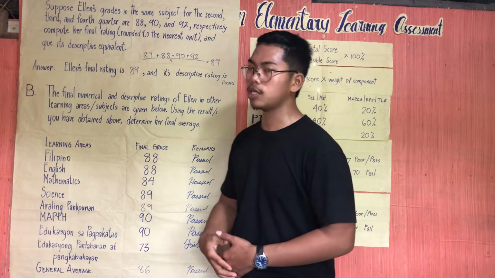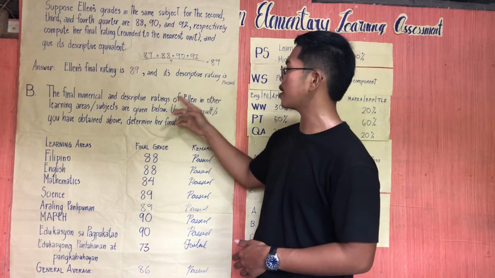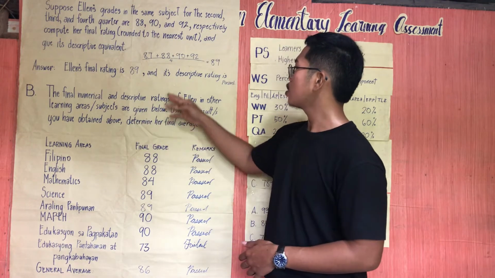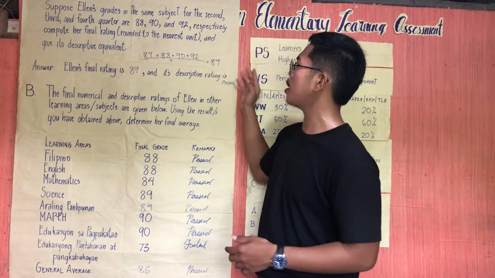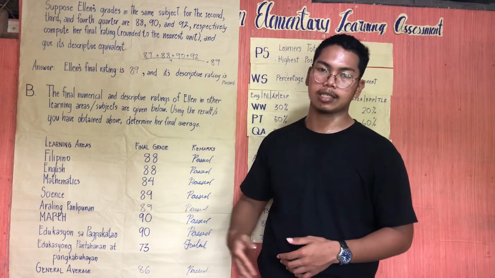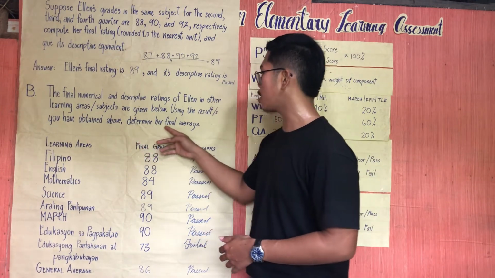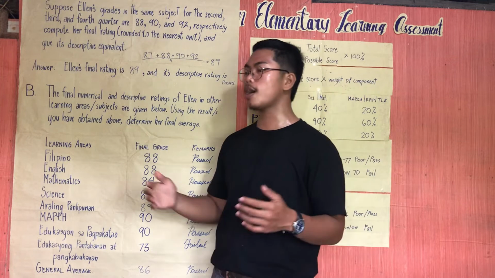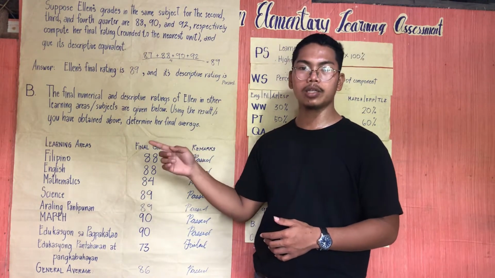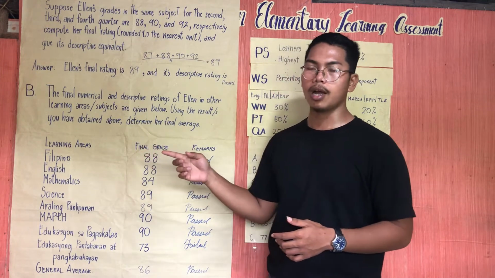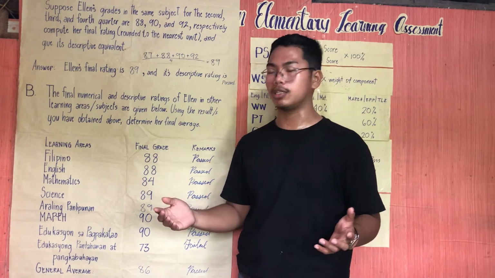Okay. For section B, the final numerical and descriptive ratings of Ellen in other learning areas are given below. So the descriptive equivalent of Ellen's final grade 89 is passed. Okay. Using the results you have obtained above, determine her final average. Since we have determined the first, second, third, and fourth quarter grades 89, we will now compute her average.